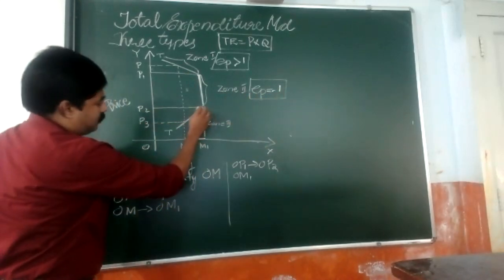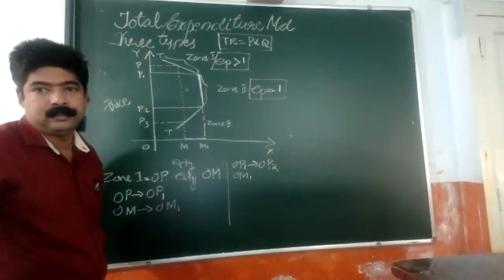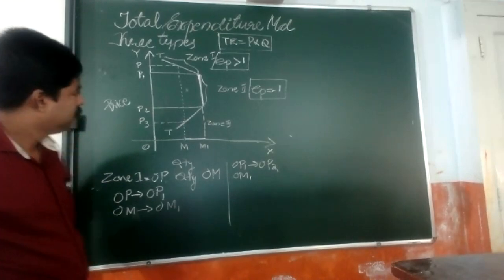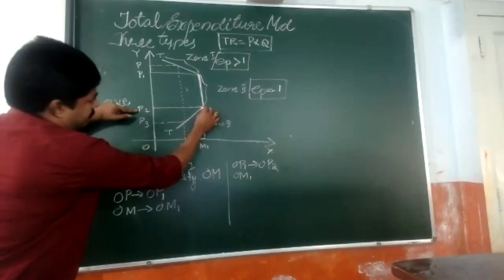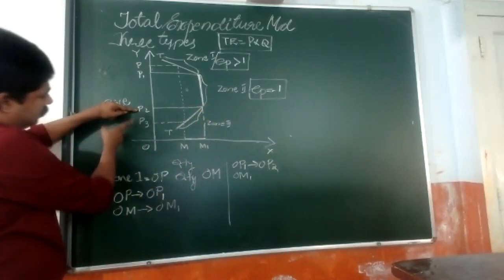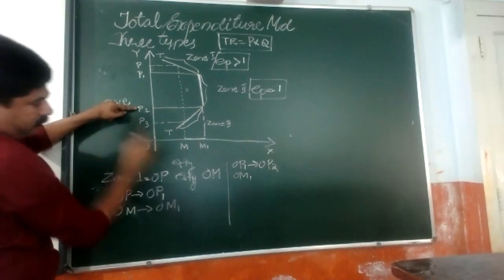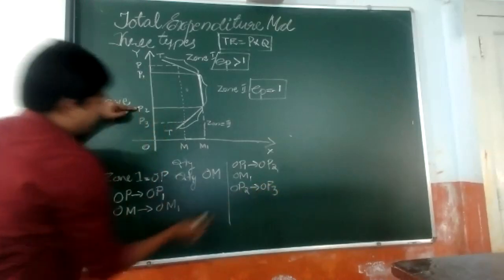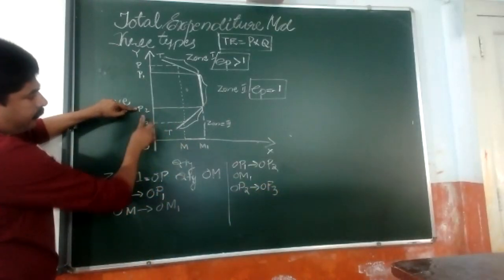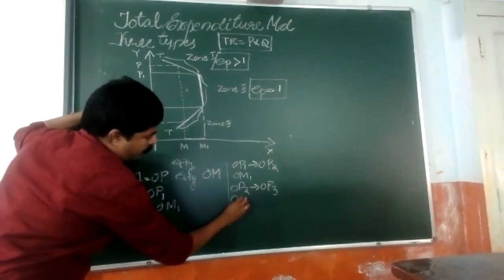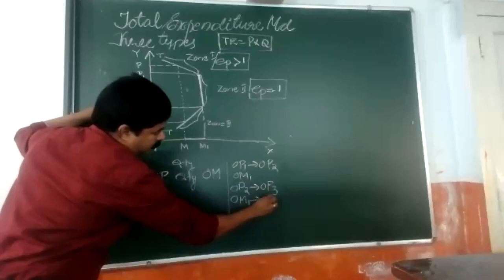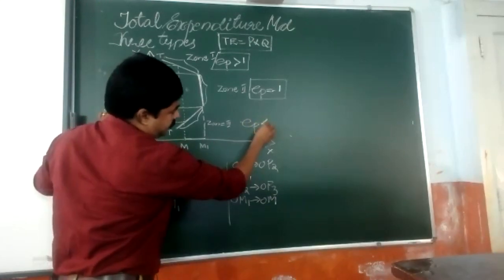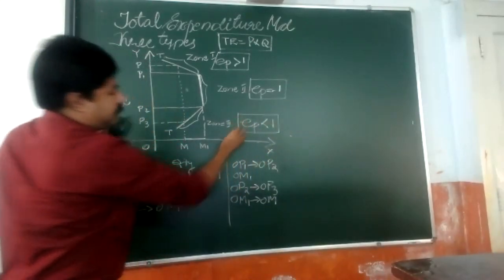Unitary means equals to 1. And in the third case, zone 3, from OP2 to OP3, the total expenditure is less than OM. That means what will be the value here? Less than 1. See, three types.